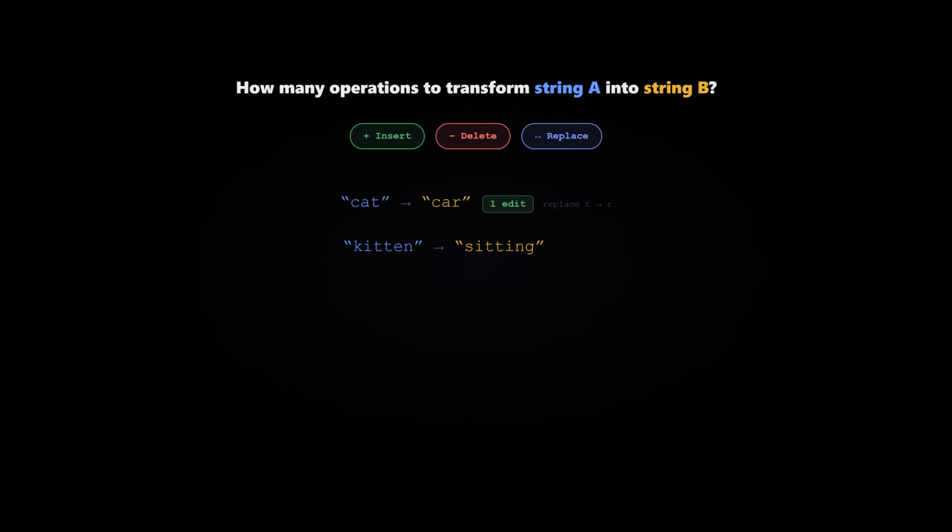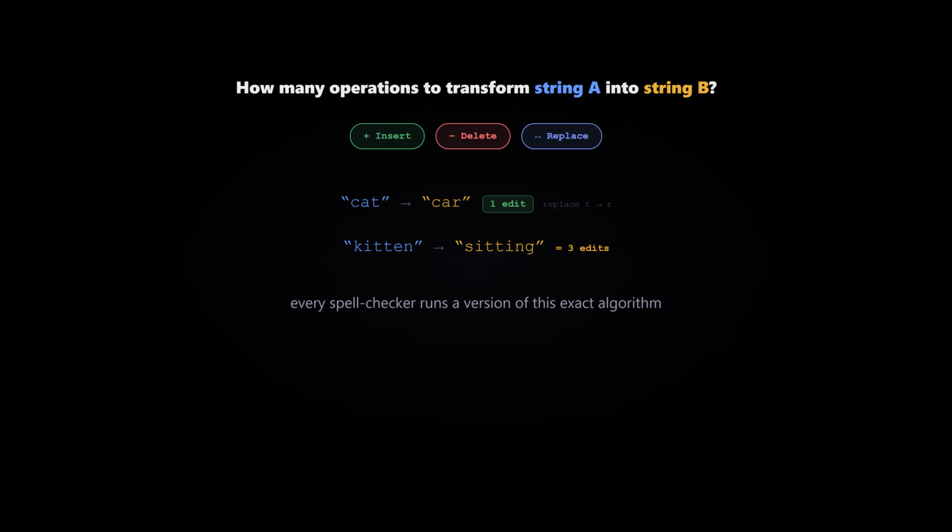But what about transforming kitten into sitting? That's noticeably harder to just eyeball. The answer actually turns out to be 3, but take a second and try to figure out which 3 edits you'd make. This is the classic edit distance problem. It's everywhere. Every spell checker uses a variation of this exact algorithm. When you type TE and it autocorrects to the, it's rapidly calculating the edit distance between what you typed and every word in its dictionary to find the closest match. So, how do we actually write an algorithm to solve this for any 2 strings?